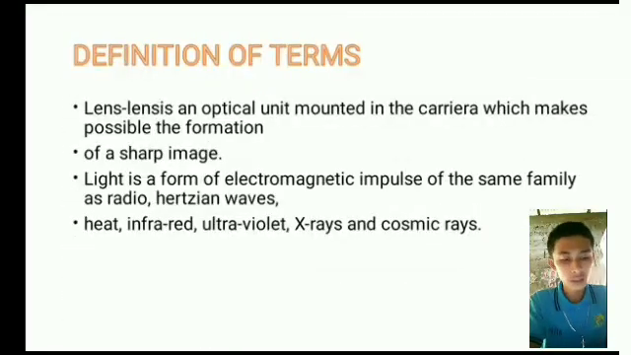Definition of terms. Lens: an optical unit mounted in the camera which makes possible the formation of a sharp image. Light: light is a form of electromagnetic impulse of the same family as radio or Hertzian waves, heat, infrared, ultraviolet, X-rays, and cosmic rays.